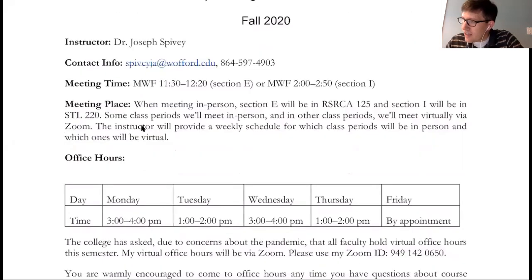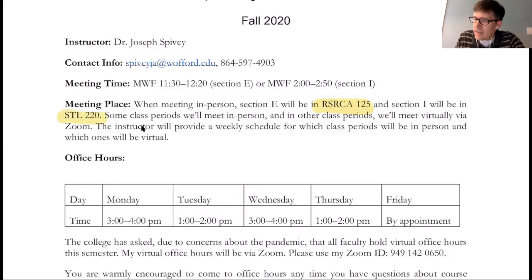I do want to mention where it meets. So the 11:30 section will meet in RSRCA 125. That's in the new arts building. So as you head in those main double doors, you'll sort of hang a left and you should be able to find the room 125 from there.